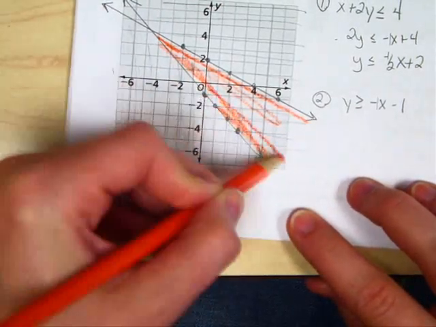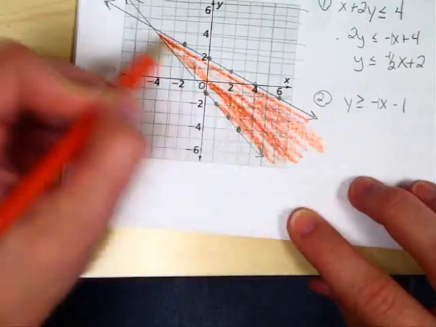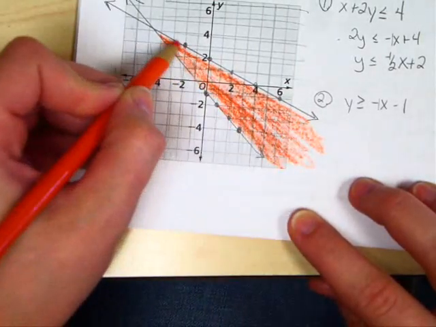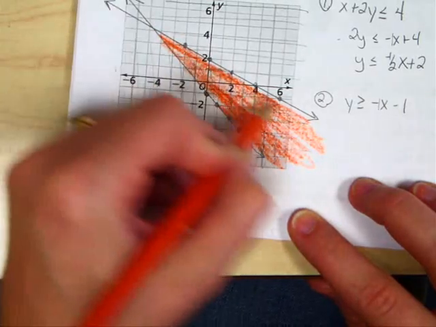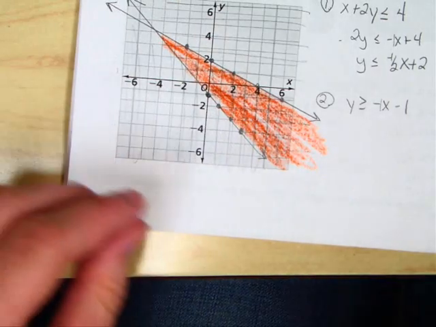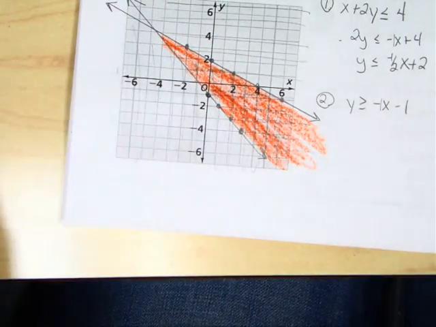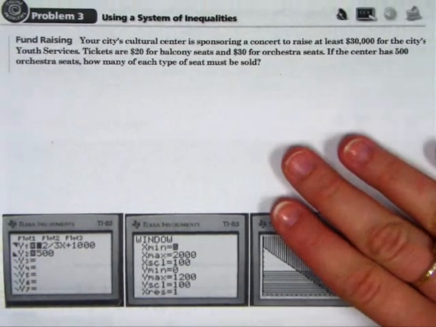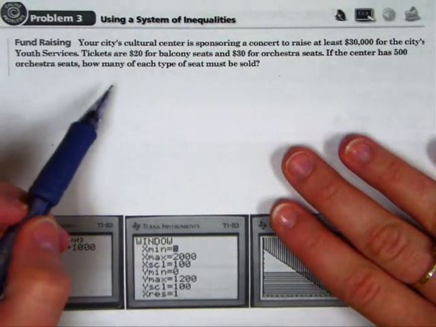Any point that I am currently coloring will be a true solution for x and y if you plug them in. Now you might wonder, what about the dots on the lines? What are those dot solutions? Since they're solid, yes, the answer is yes. The next problem will be applying this to a real-life situation.